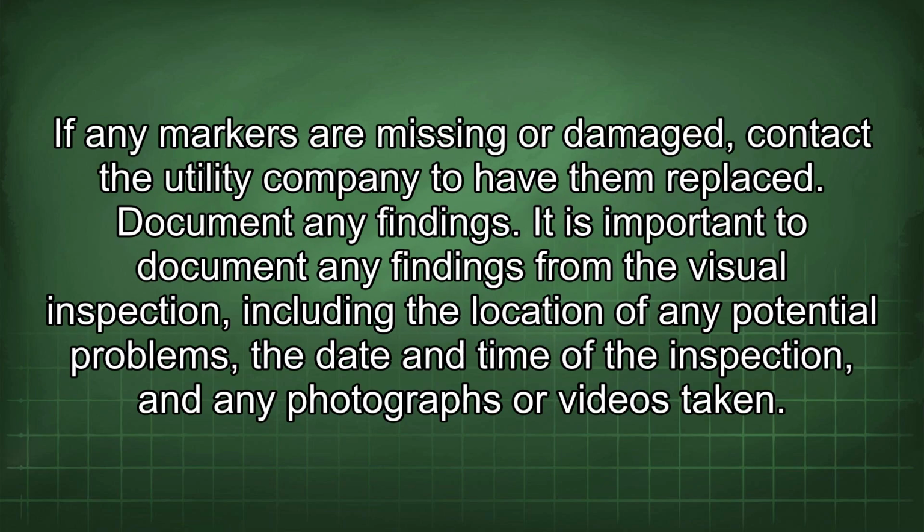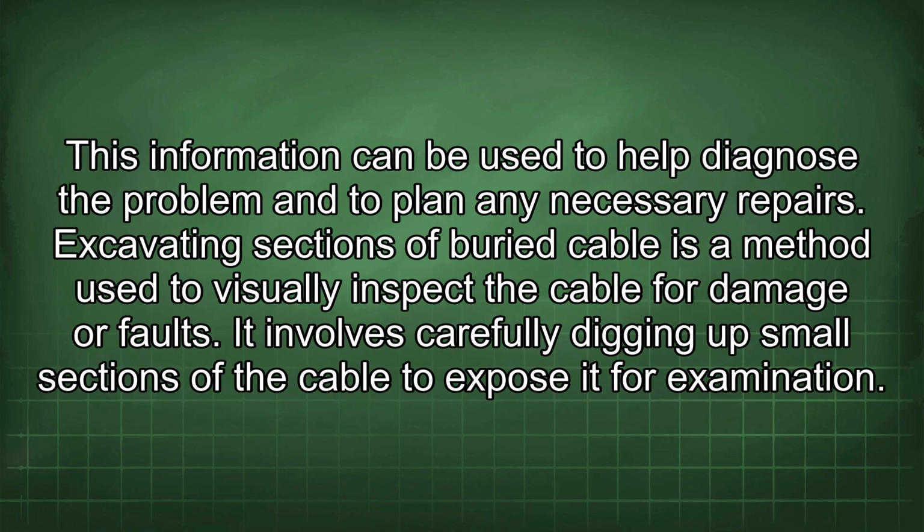If any markers are missing or damaged, contact the utility company to have them replaced. Document any findings. It is important to document any findings from the visual inspection, including the location of any potential problems, the date and time of the inspection, and any photographs or videos taken. This information can be used to help diagnose the problem and to plan any necessary repairs.